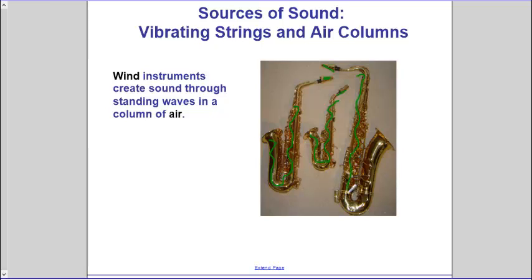Can you predict which musical instrument would play the highest musical note? A small saxophone, a medium-sized saxophone, or a large? I think this is an alto saxophone. I think this might be a tenor, and this might be a bari-sax, a baritone. I believe this one will play a high pitch, this one will play a moderate pitch, and this one will play a low pitch.